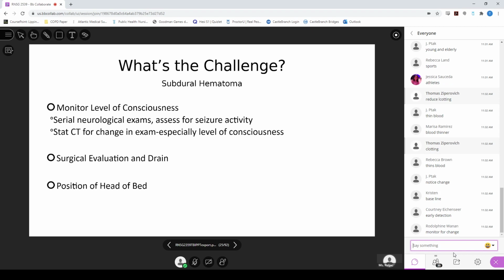And what's the CT going to show you? The bleed. It's going to show you the location. It's going to show you the size of the bleed. Okay. Then you have your surgical evaluation and drain, and they do these for acute subdural. They do a craniotomy, and then for chronic, they do the burr hole evacuation. So remember, craniotomy is for acute, burr hole is for chronic. These both alleviate intracranial pressure and evacuate the blood.